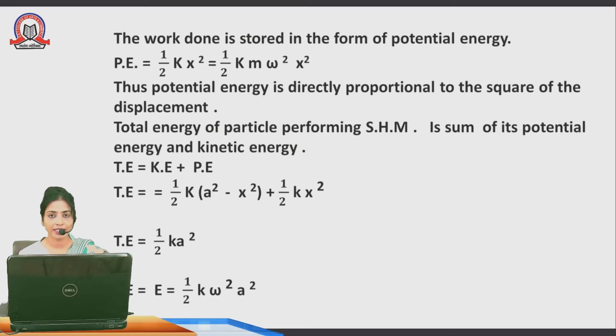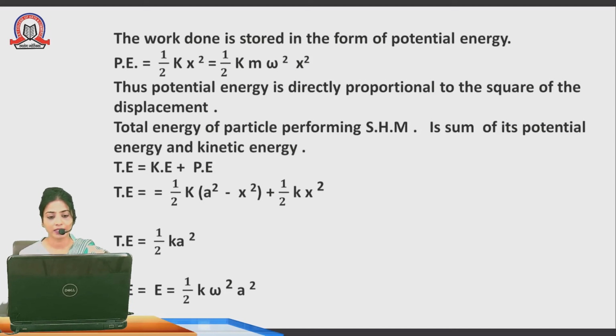Then kinetic energy is what? 1/2 k in bracket a square minus x square. और potential energy क्या है? Plus 1/2 kx square. Kinetic energy plus potential energy की value को substitute किया. After that rearranging the term. How can you rearrange? अब bracket है k a square minus x square.